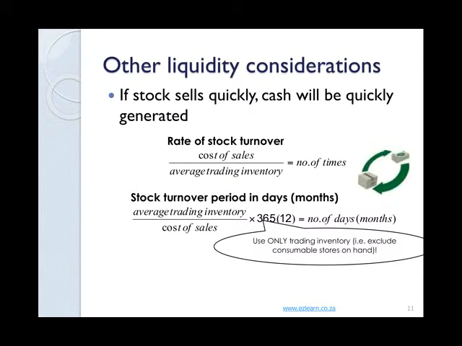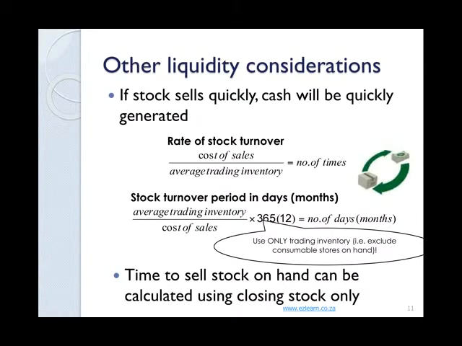The other similar calculation that you can do is you can look at the stock turnover period in days. This is in fact the direct inverse of the rate of stock turnover. We take our average trading inventory divided by our cost of sales and then times it by the period that we are considering. Times 365 if we are looking at a year and want our calculation in days, or times 12 if we are looking at a year and want an answer in the number of months. Ideally, you only want to look at your average trading inventory. In other words, if you are able, exclude any consumable stores on hand or any other type of inventory.